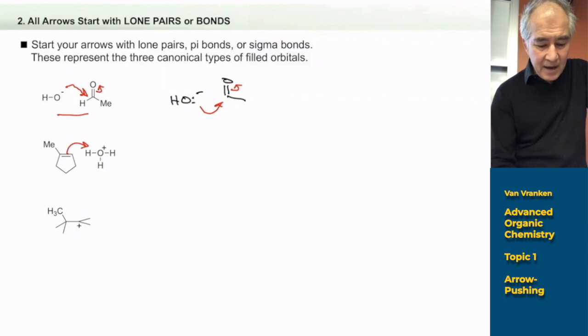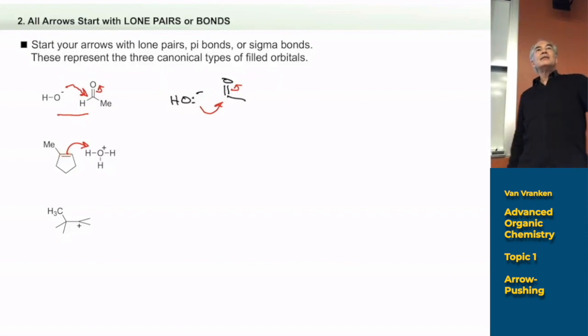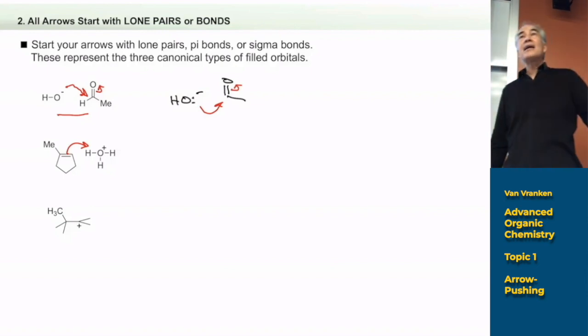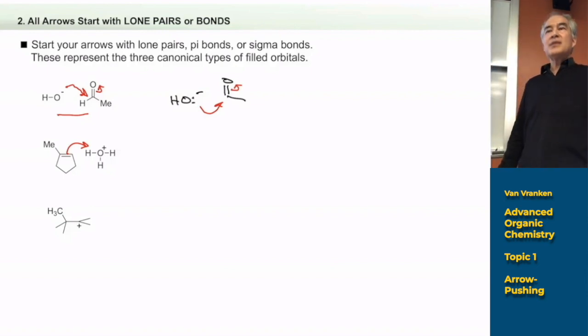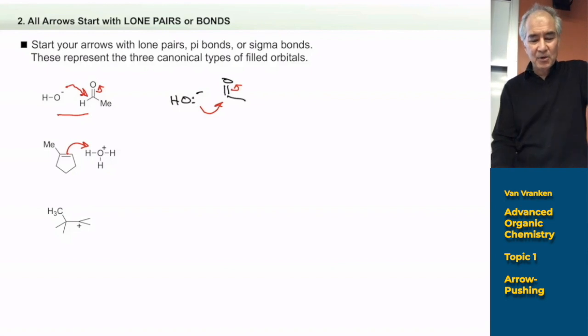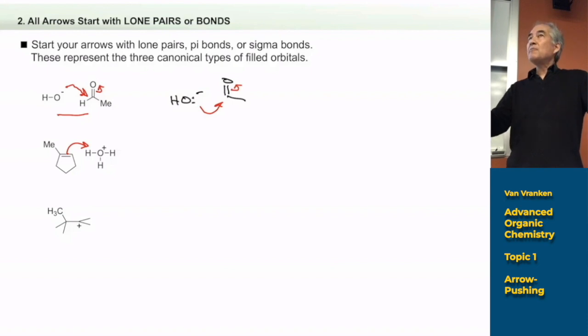Notice how carefully I made my arrow start in the middle of this pi bond. I was super careful about this to make sure that arrow started right in the middle of the pi bond. Not on the left atom, not on the right atom, but with the electrons in the pi bond. That's what's attacking the proton. Now I understand that the proton just ends up on one of those atoms. But the goal of arrow pushing is to show that the electrons in that pi orbital are attacking the proton.